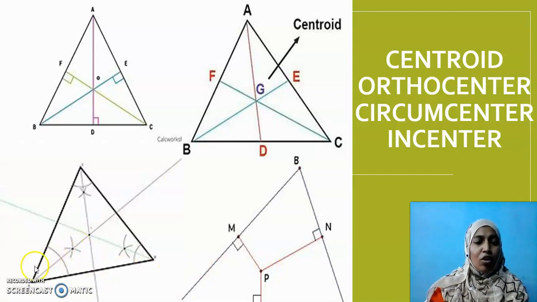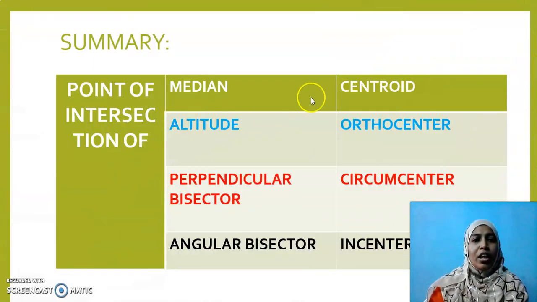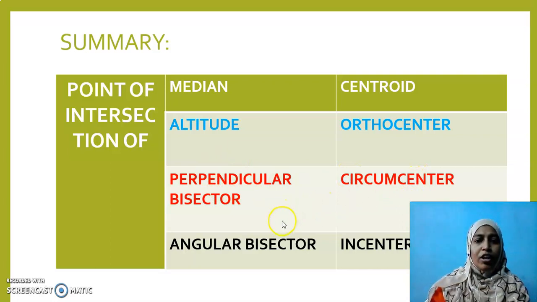And then we draw the angular bisector. All these three angular bisectors meet at a point called the incenter. Okay. Now as a summarization, I have told you to have all these four things in your mind. Medians meet at the centroid, altitudes meet at the orthocenter, perpendicular bisectors meet at the circumcenter, angular bisectors meet at the incenter.